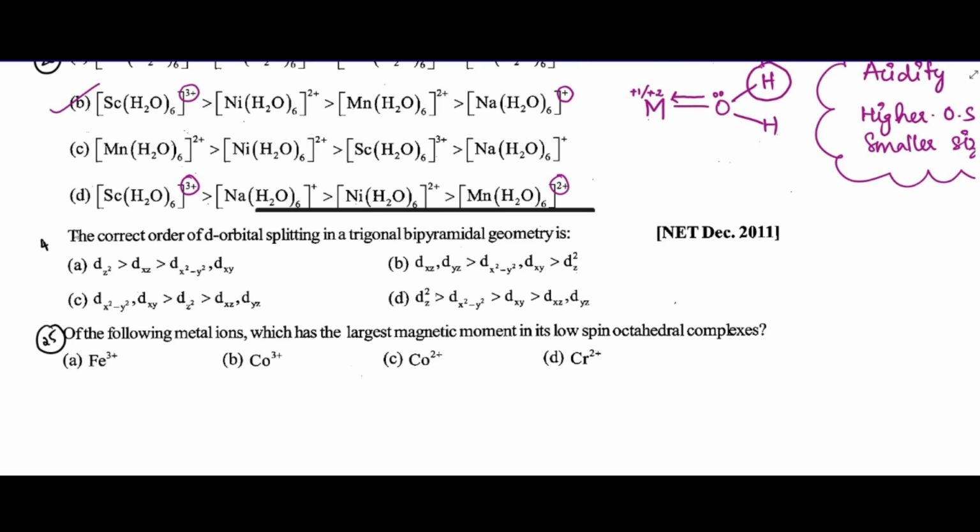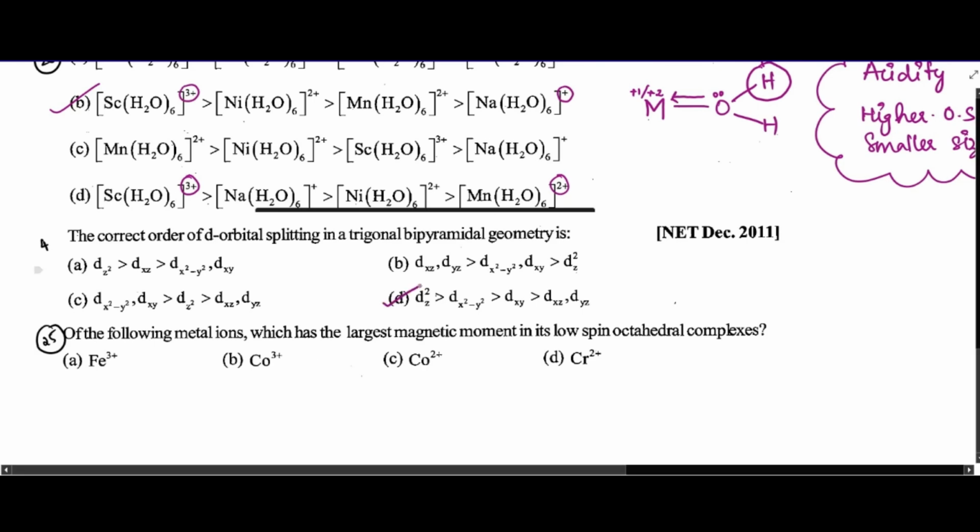Okay, next question. The correct order of the orbital splitting in the trigonal bipyramidal geometry is. Please learn this. Okay. So, by ഹാർട്ടാക്കി പഠിക്കേണ്ട ഒരു കാര്യമാണ്. 2-3 തവണ ചോദിച്ചിട്ടുണ്ട്. Trigonal bipyramidal geometry, the order is this one. Option D. Highest for dz square, then dx square y square, then dxy, dxz, dyz.